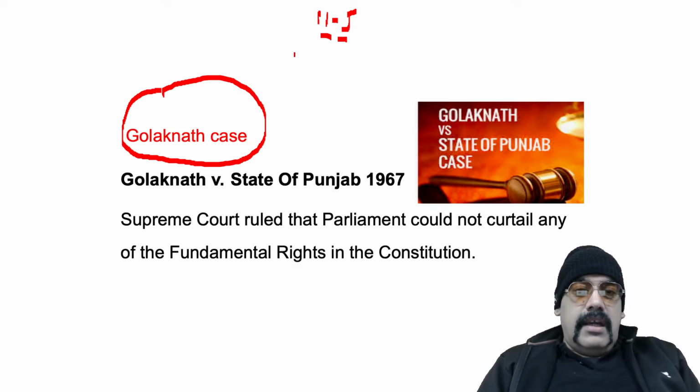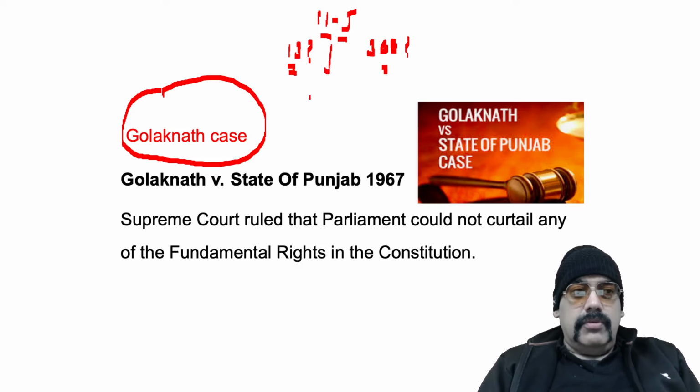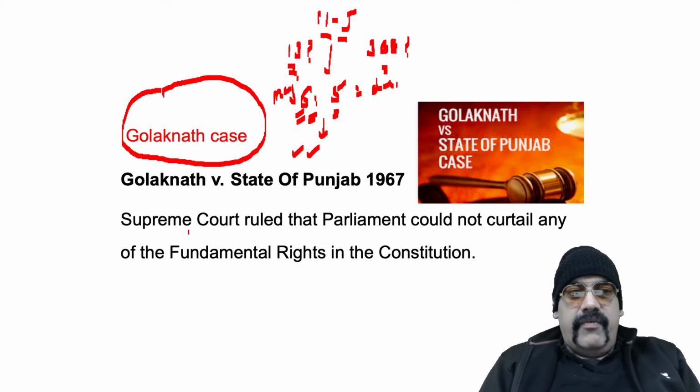In the Golaknath case, again, the question is, is Article 13 stronger or Article 368 stronger? In the light of the two previous judgments of Shankari Prasad and Sajjan Singh, the court sat down and deliberated upon this issue. And who knew this was about to happen? By a 6-5 split decision, six judges in majority, five dissenting, the Supreme Court said what it had never done earlier. It overruled the Shankari Prasad and Sajjan Singh cases and came up with an entirely different judgment.